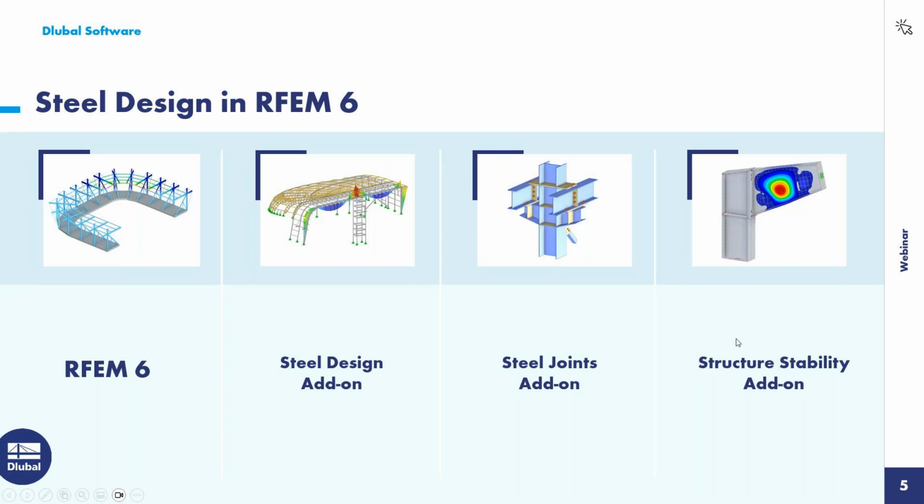We also have the structure stability add-on, so this is applicable to both members and connections. To carry out an eigenvalue buckling analysis, we can take a look at the different buckling mode shapes and critical load factors, and this is also applicable for connections.